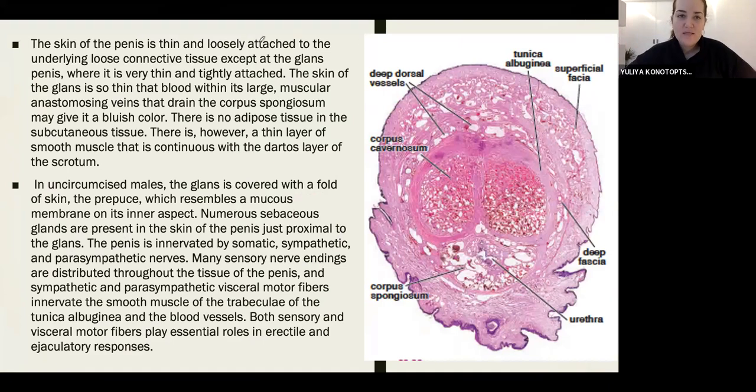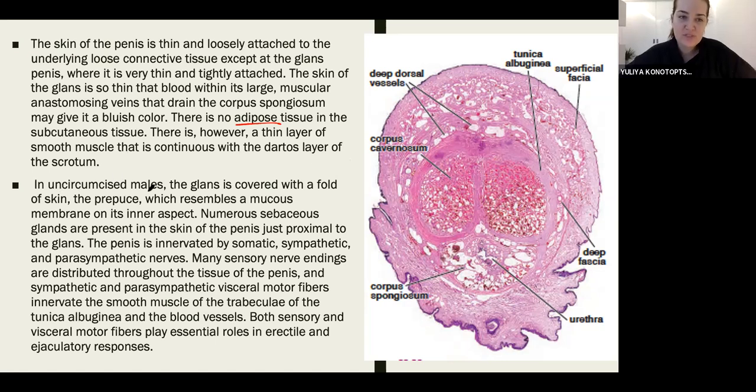Basically here we're talking about how the skin of the penis is very thin and quite loosely attached to the rest of the tissues, except for the glans area, because that's where the skin is super tightly attached. No adipose tissue can be found. So that's important to remember.